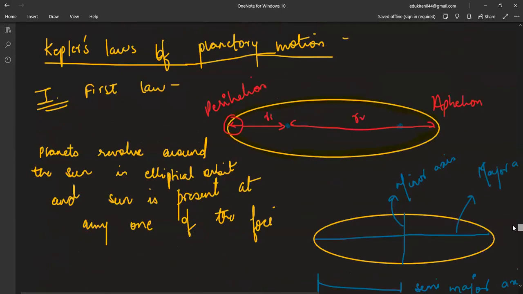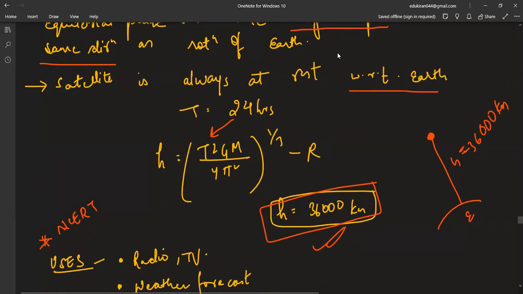Let's start with Kepler's law. Ma'am, can you scroll up once? Okay. Done, ma'am.